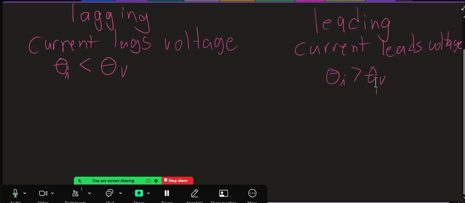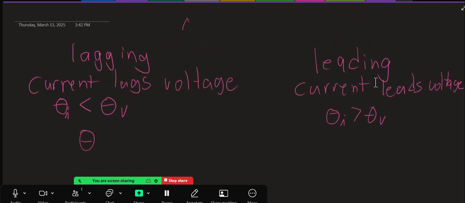This would mean that if we are lagging, theta, which equals theta V minus theta I, theta is greater than 0, and here theta would be less than 0.